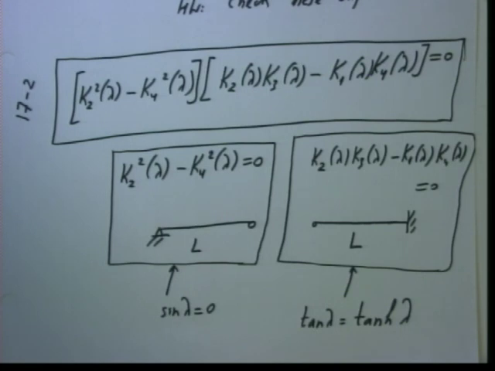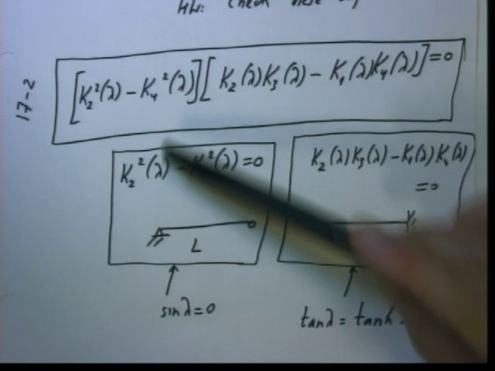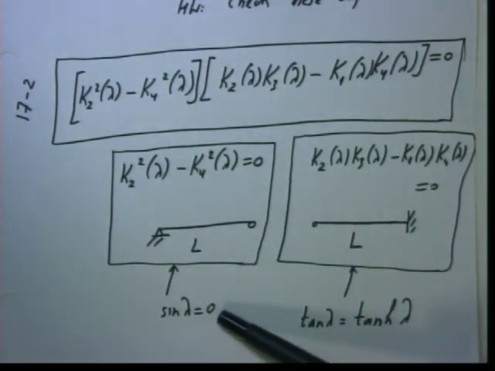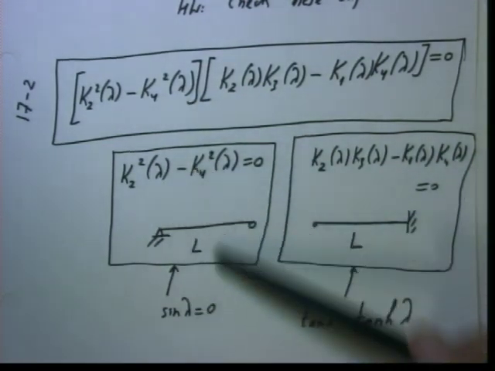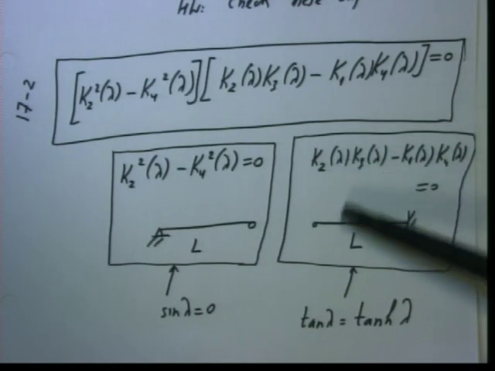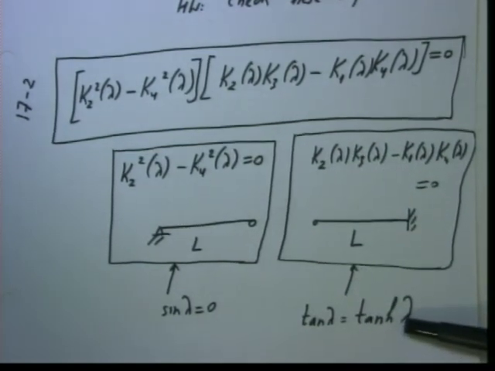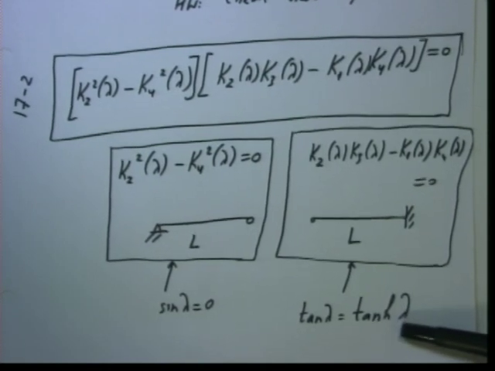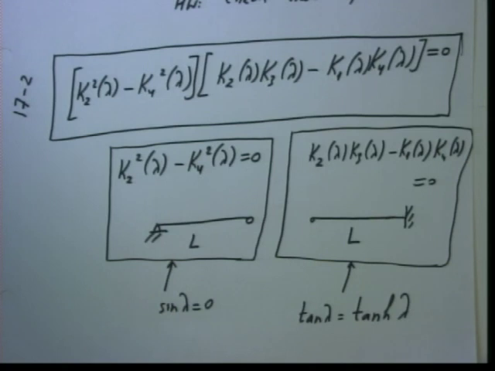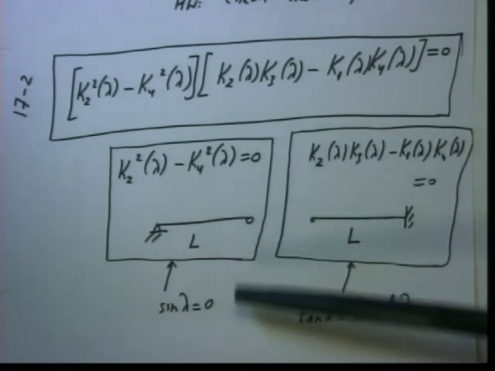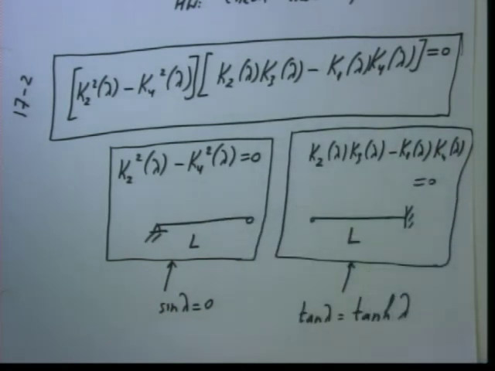So what we are obtaining is as follows. This equation is reducible to sine lambda equals 0, this one. And this equation is reducible to tangent lambda equals hyperbolic tangent of lambda. This one to sine lambda, this one to this expression.